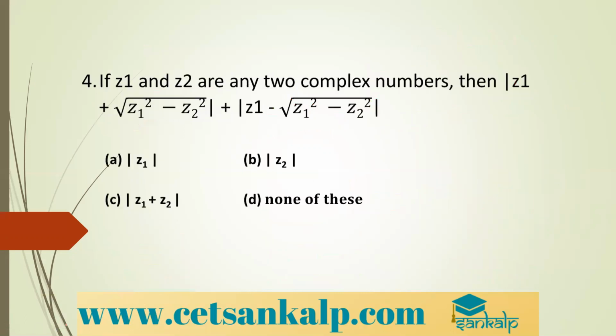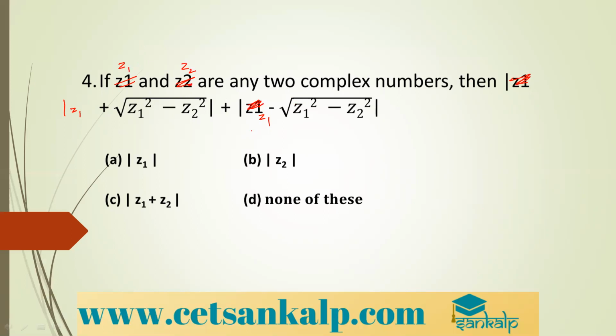Next, coming to question number 4. If Z1 and Z2 are any two complex numbers, these are actually to be written as Z1 and Z2. Then here, this is also mod of, I will write here, mod of Z1 plus square root of Z1 square minus Z2 square plus mod of Z1 minus square root of Z1 square minus Z2 square is.